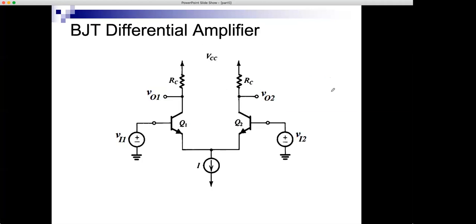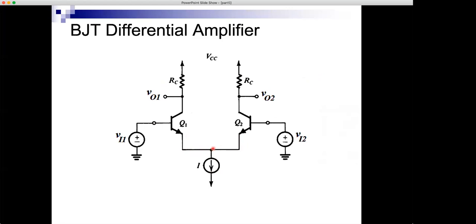This is the BJT version. And again, we can use bipolar instead of MOSFETs, so Q1 and Q2. And we use equal resistors, RC and RC. And we use two inputs at the bases. We connect the two emitters and use a bias current I and take the outputs from the collectors. The exact same analysis would apply with just a minor difference, I would say, that the current here would be I over 2 and the current here would be I over 2.